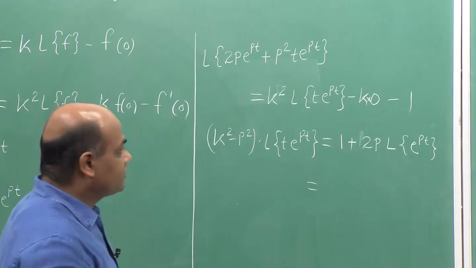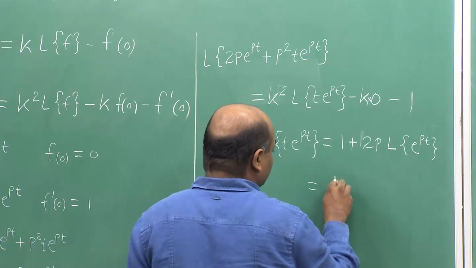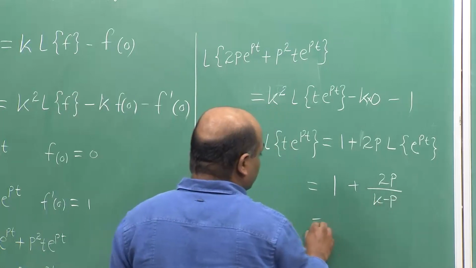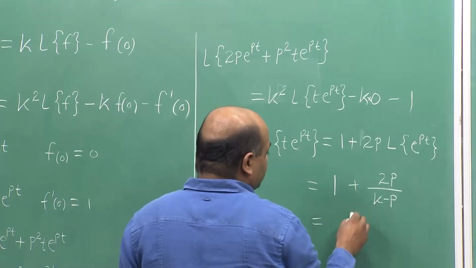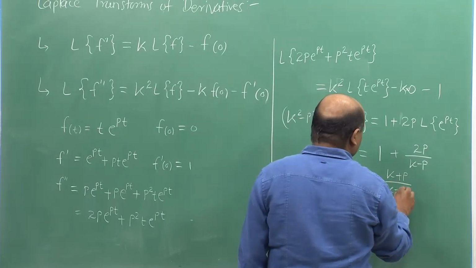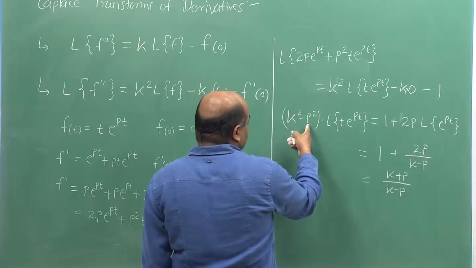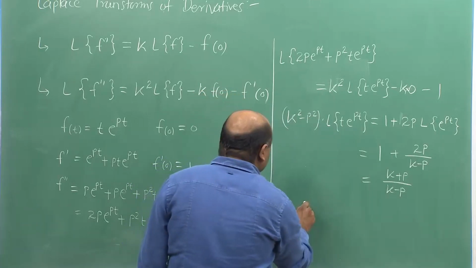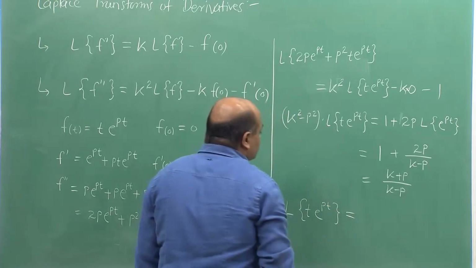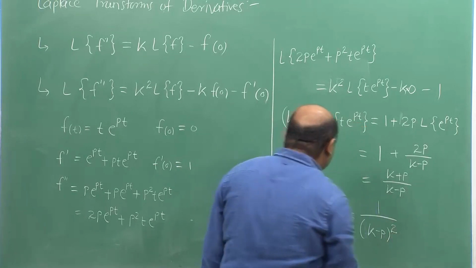And L of e to the power pt is 1 over k minus p. So, 1 plus 2p over k minus p, which is nothing but k minus p plus 2p, is k plus p over k minus p. If we write this as k minus p times k plus p, they will get cancelled, and so we get the Laplace transform of t times e to the power pt should be equal to 1 over k minus p square.